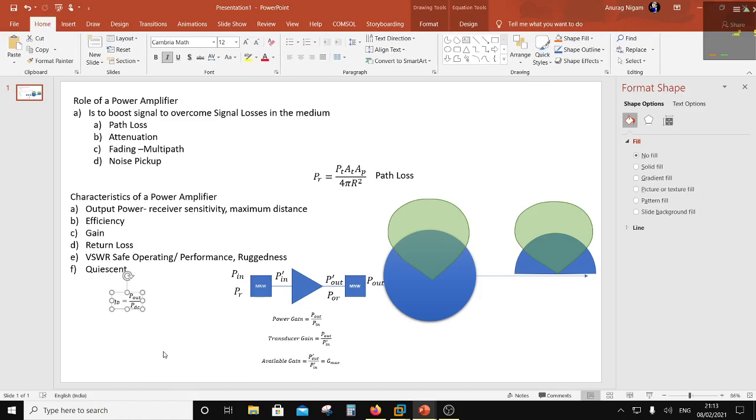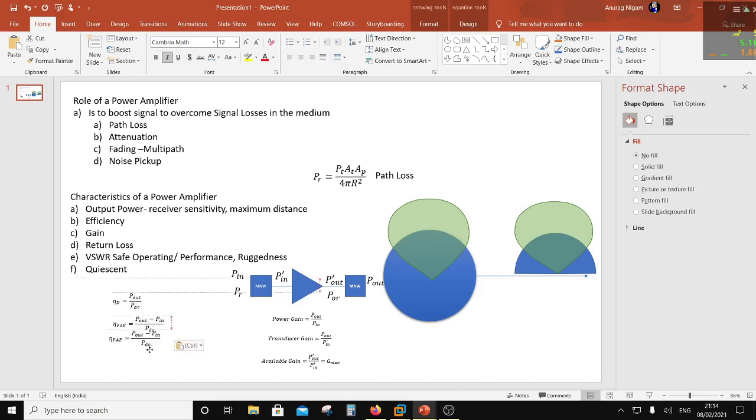The next one is known as power added efficiency, PAE. How much RF power has been added? The net RF power added is the RF power output minus the RF power input, divided by the DC power. So this will be called power added efficiency.